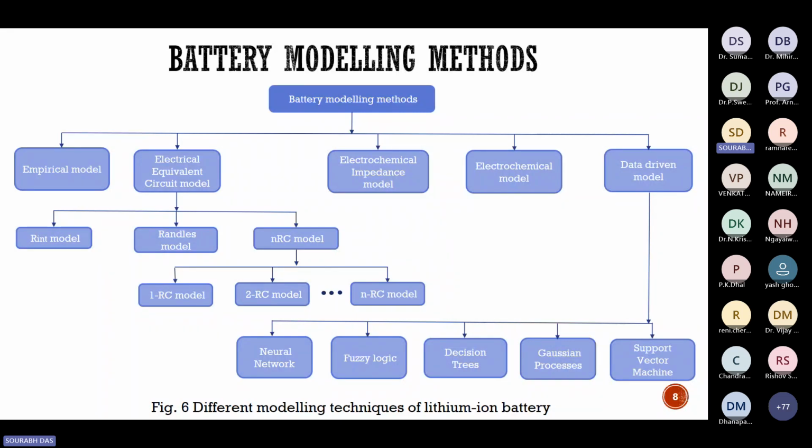Then electrochemical impedance models are there. This model is based on the analysis of the battery's impedance over a range of frequencies. It reveals the internal electrochemical processes by representing the battery as an impedance network, useful for diagnosis of battery aging and performance issues.